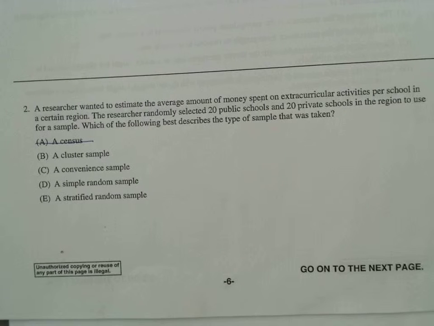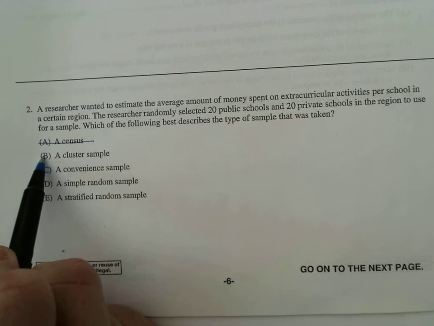A cluster sample would break up the population into homogeneous groups. That means the groups that are very similar, and then perform some form of randomization to figure out which groups they want to take. So they're going to say have 30 groups and then randomly select 3 and do a sample on the entire group. So that's not what we have here.